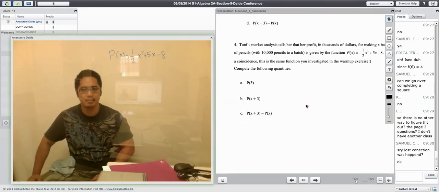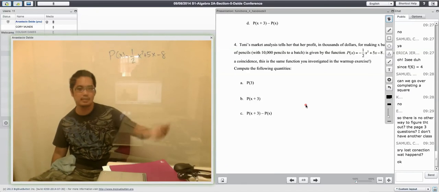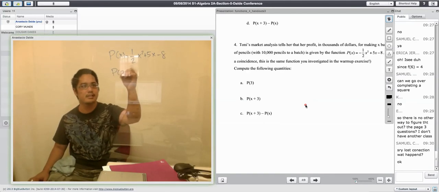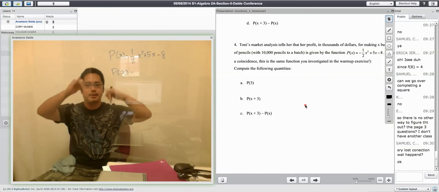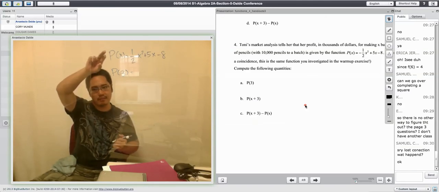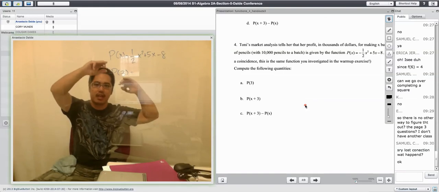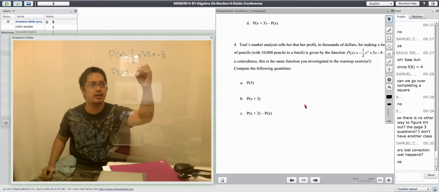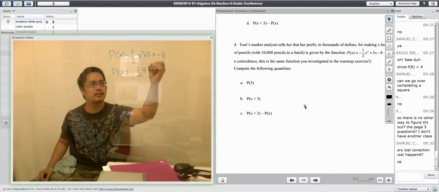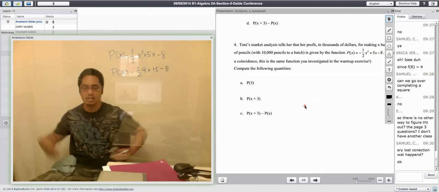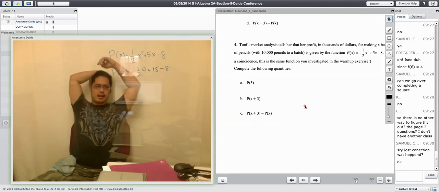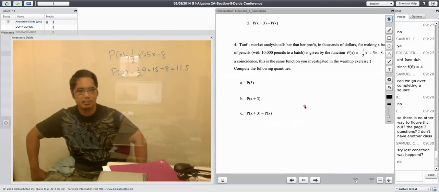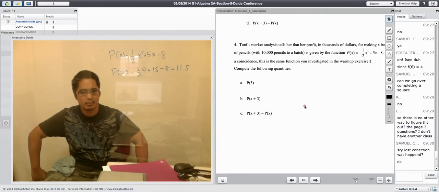All right. Compute the following quantities. What is P of 3? Well, all it's asking you is, this isn't P times 3. We have P of X and we're given the equation, but instead of having an X, we replace it with a 3. So all we do is take this equation and replace X with 3, so we have 1/2 times 3 squared, which is 9, plus 5 times 3, which is 15, minus 8, and then you just compute it out. Half of 9 is 4.5, plus 15 is 19.5, minus 8 is 11.5. Does that make sense to you?